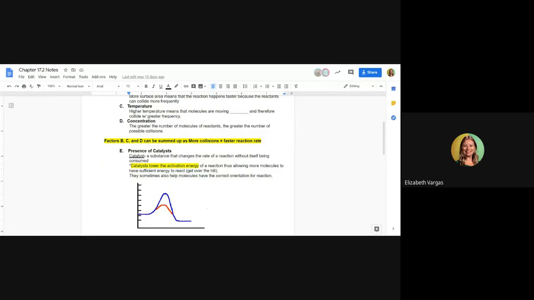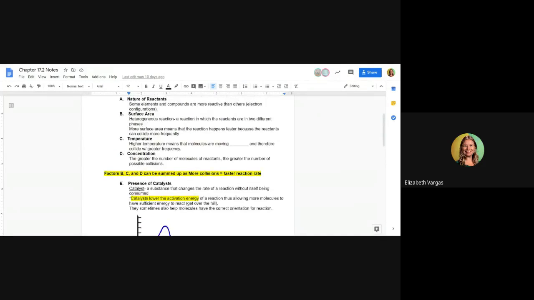Okay, and then lastly, concentration. If you put more molecules in the container, then you're going to get more collisions. So this whole thing boils down to, if you have more collisions because you have a greater surface area or a higher temperature or greater concentration, more collisions equals a faster rate. Okay, so this is the most important part of all of that. More collisions equals a faster rate. So if you can do anything to increase the number of collisions, then you can increase the rate of the reaction.